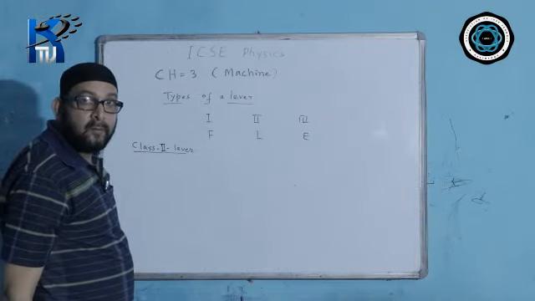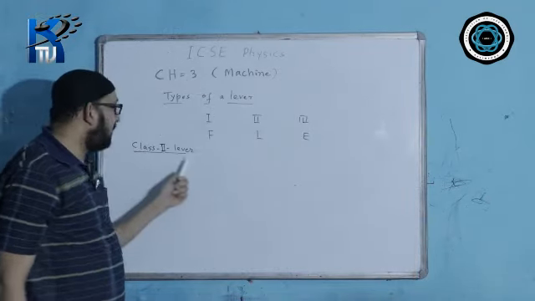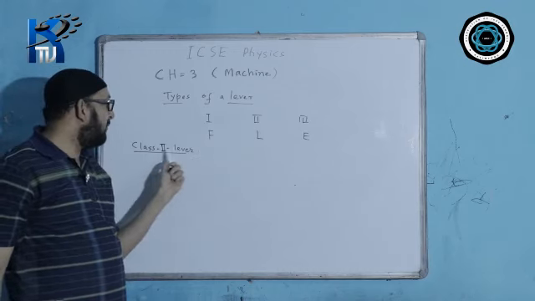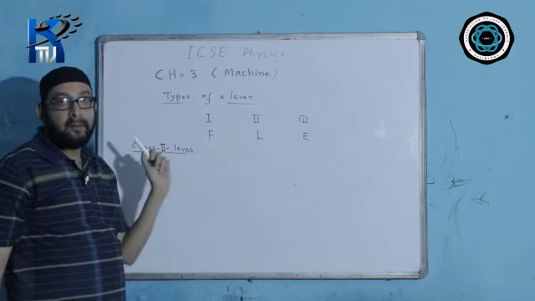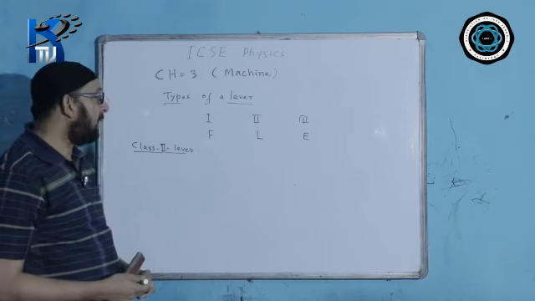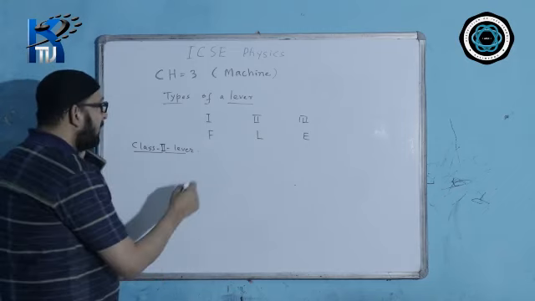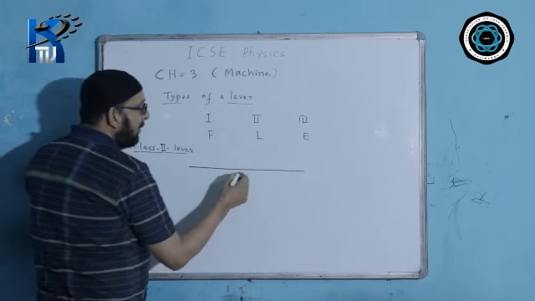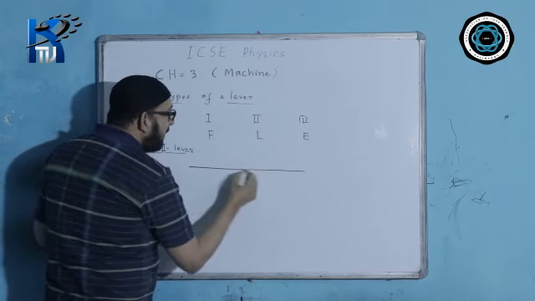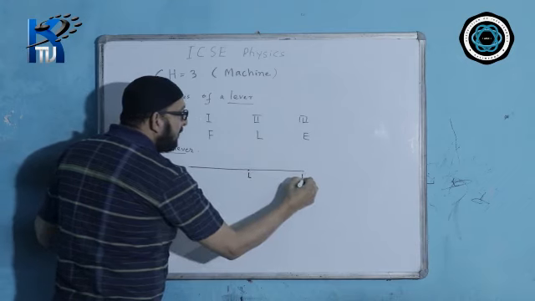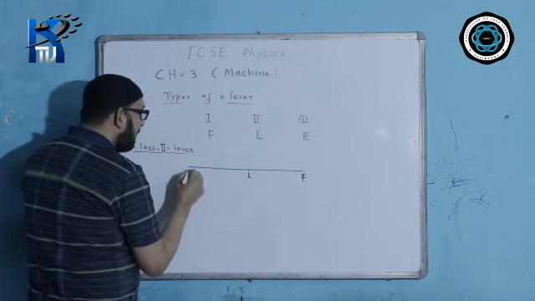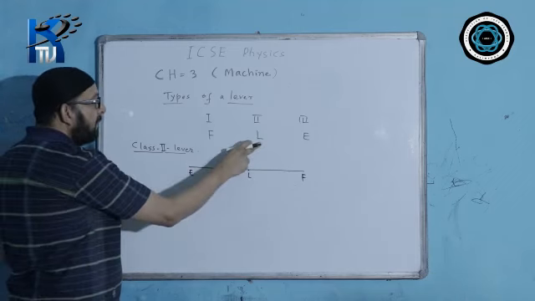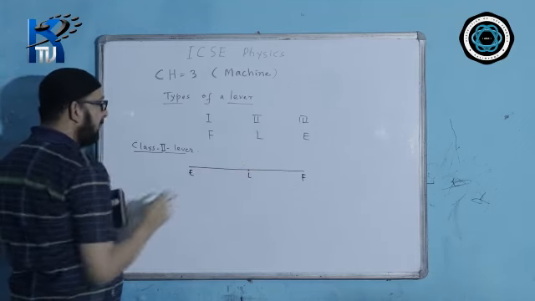Now you see what is a class 2 lever. As I have written in the beginning, a class 2 lever will have the load in between the fulcrum and the effort. So let us draw just a schematic diagram here. Load will be anywhere in between. Load is here, one side will keep the fulcrum, one side will apply the effort. So load in between is called a class 2 lever.